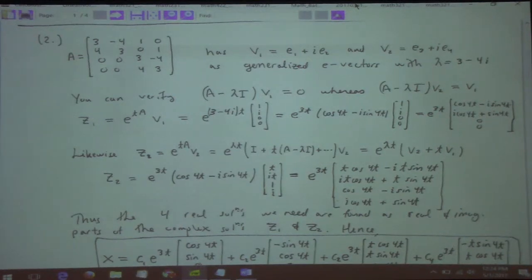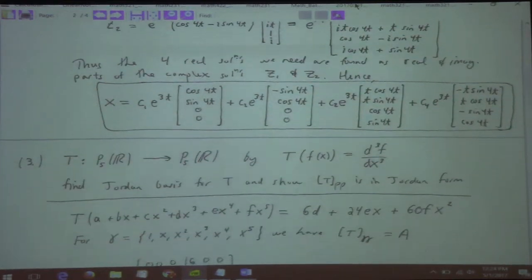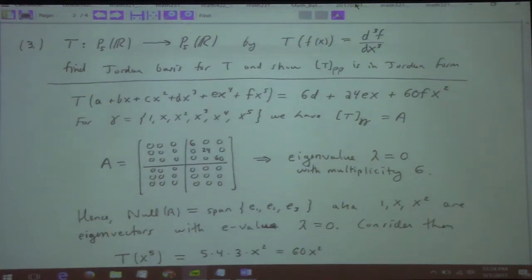Okay. Number 2 is kind of awful. Let's go on. Number 3 is reasonable in its way.